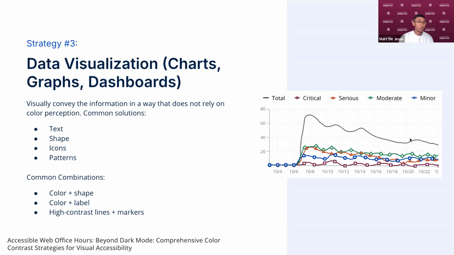So on the slide here, you can see we have a screenshot that was taken from our Ramp platform of a line graph showing a trend of issues. This graph utilizes different shapes in addition to color to distinguish the different severity levels. So you can see that the critical severity level is represented by the square shape in addition to the color red.